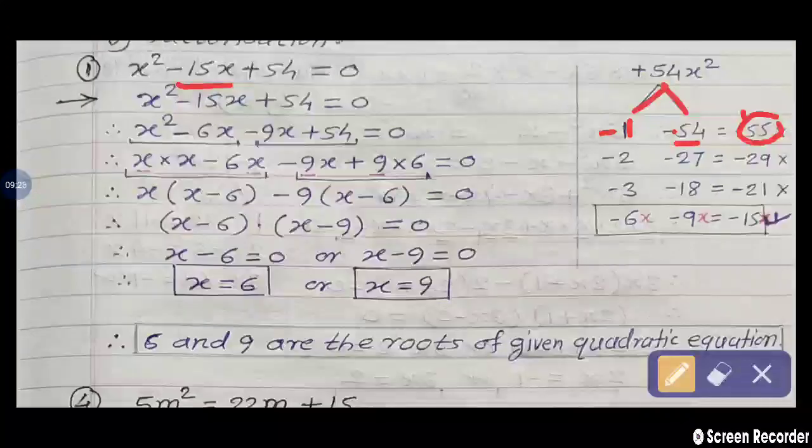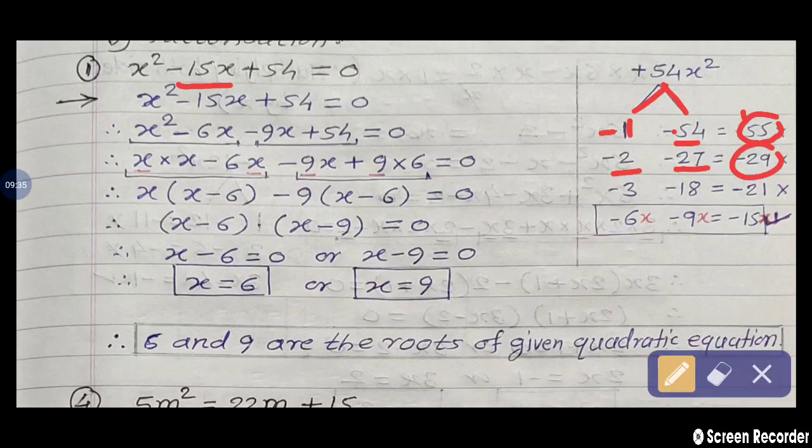Now 2. 54 divided by 2 means we are getting 27. So minus 2 minus 27, we are getting minus 29. No, these are also not factors, because the sum should be minus 15. Next 3. Try to divide 54 by 3. Division occurs, so we are getting the answer 18. 18 3s are 54. So minus 3 minus 18 is minus 21. No, this is also not the factor.